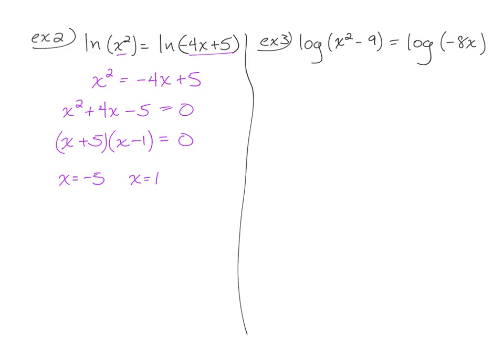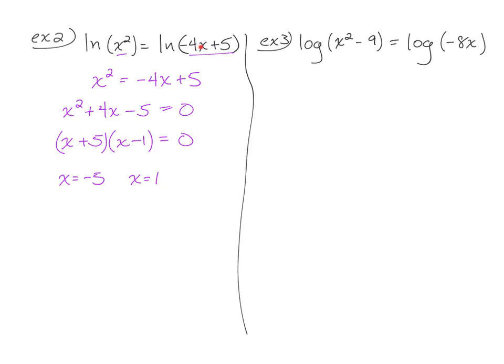Now we got two answers. We have to check both answers to see if they both work. So let's start with 1. 1 is a nice, easy, positive number to work with. So let's see, 1. If I square 1, I get 1. That's a positive argument here on the left side.